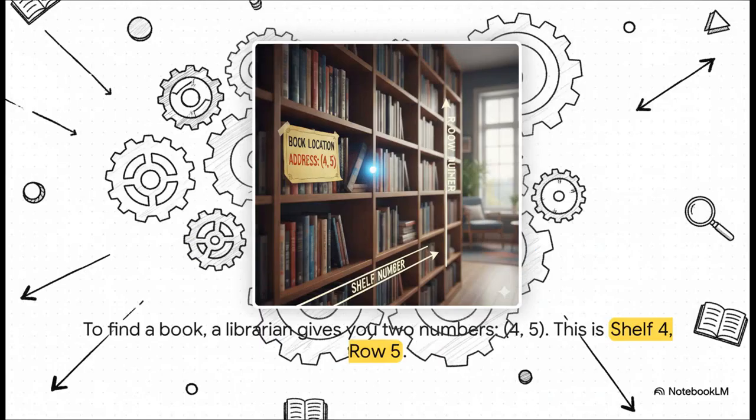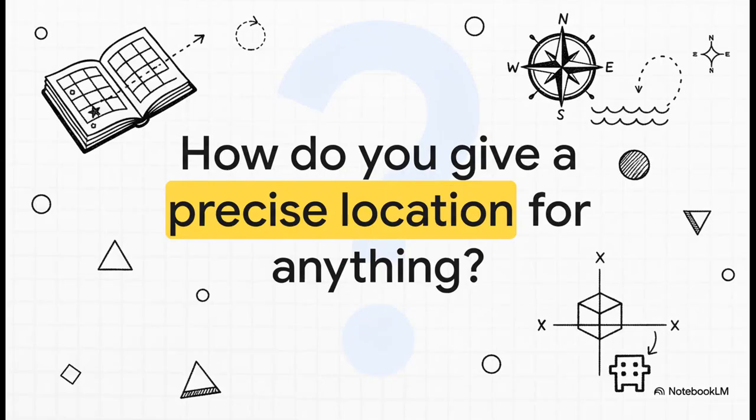Okay, picture this. You're in a massive, sprawling library. You need to find one specific book. A librarian, super busy, just gives you two numbers, 4 and 5. And with just those two numbers, you can walk right to the exact spot, shelf 4, row 5. It's simple, right? But it only works because there's a system in place. And that, right there, opens up a much bigger question. How do we give a precise location for anything?